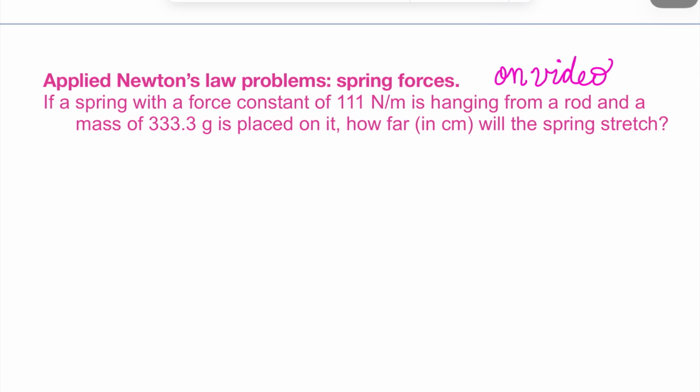We are going to work some applied Newton's law problems that involve spring forces. I'm going to start by reading the problem and writing down the obvious things that I'm given.